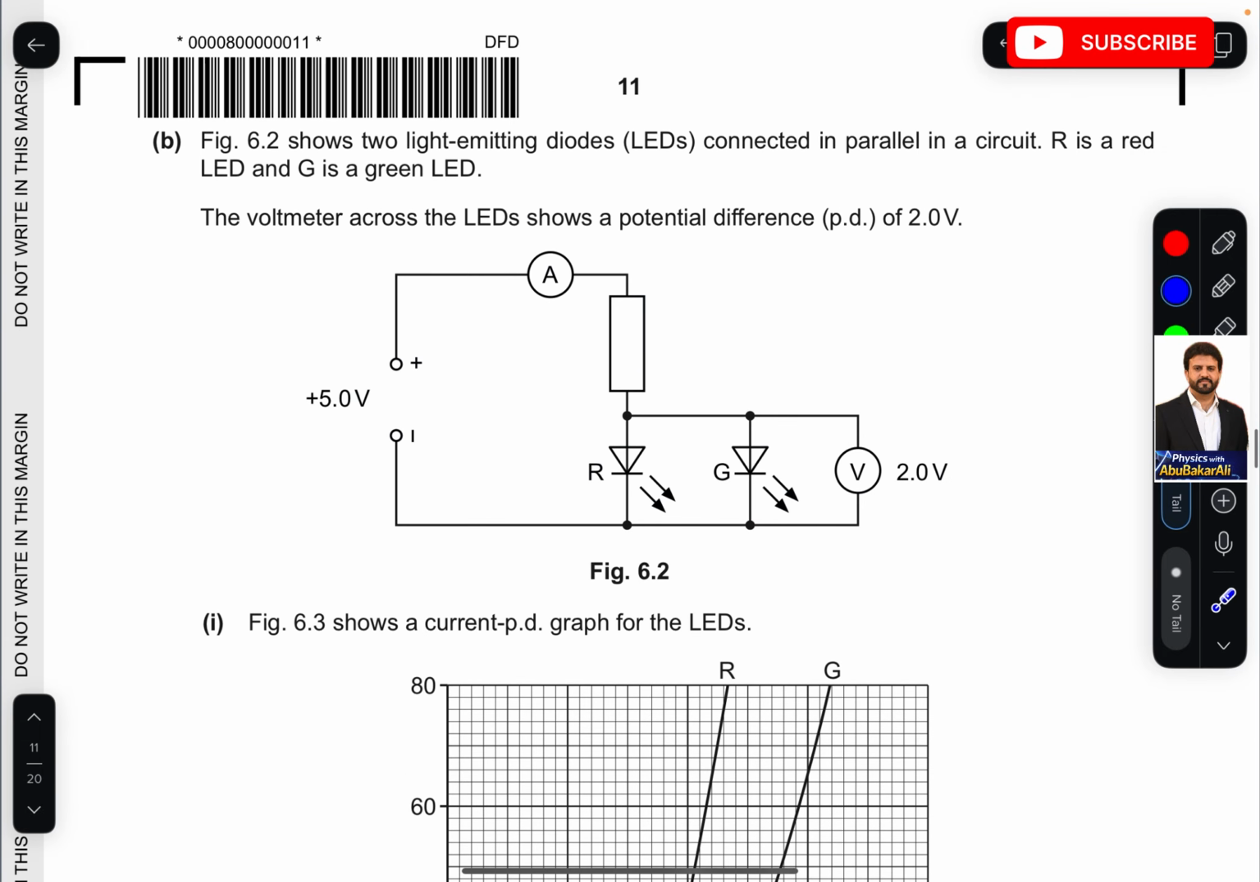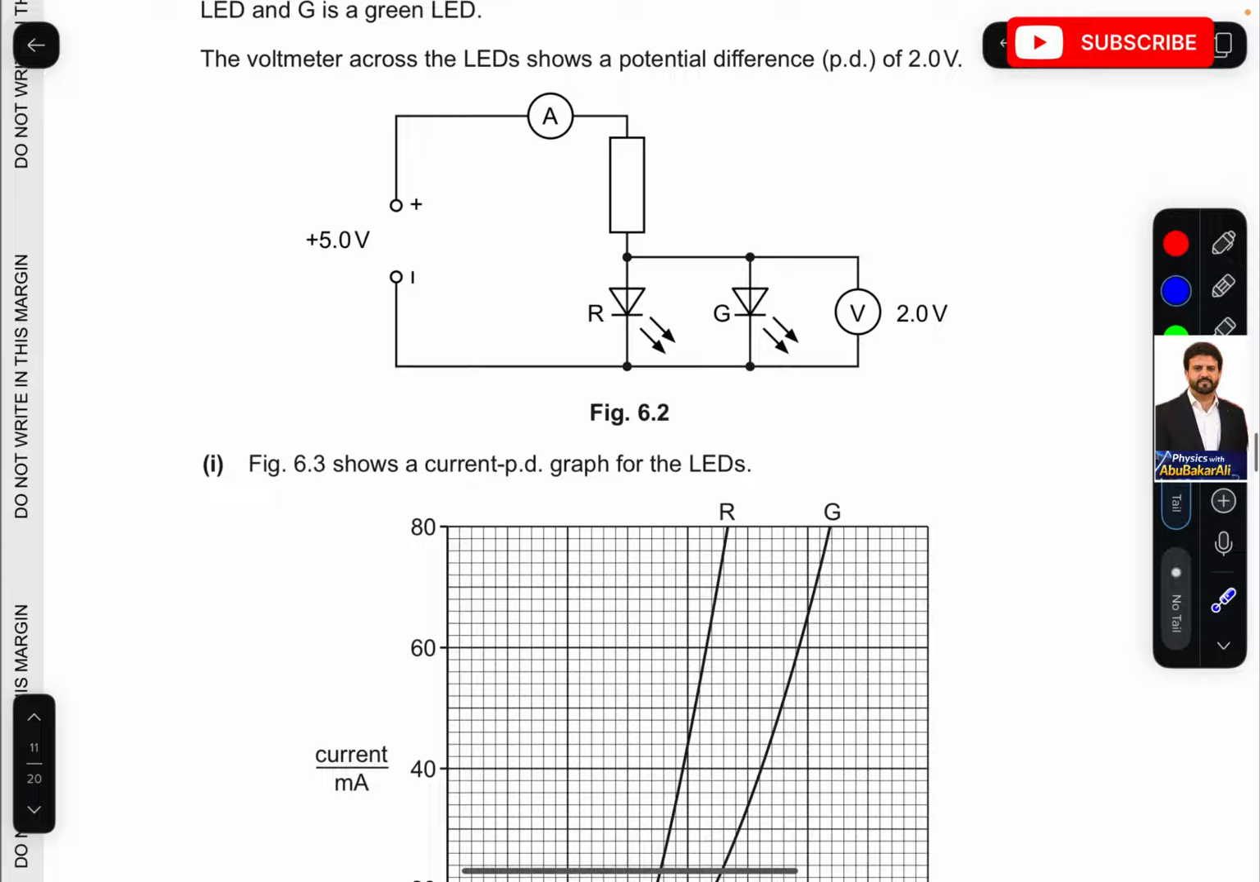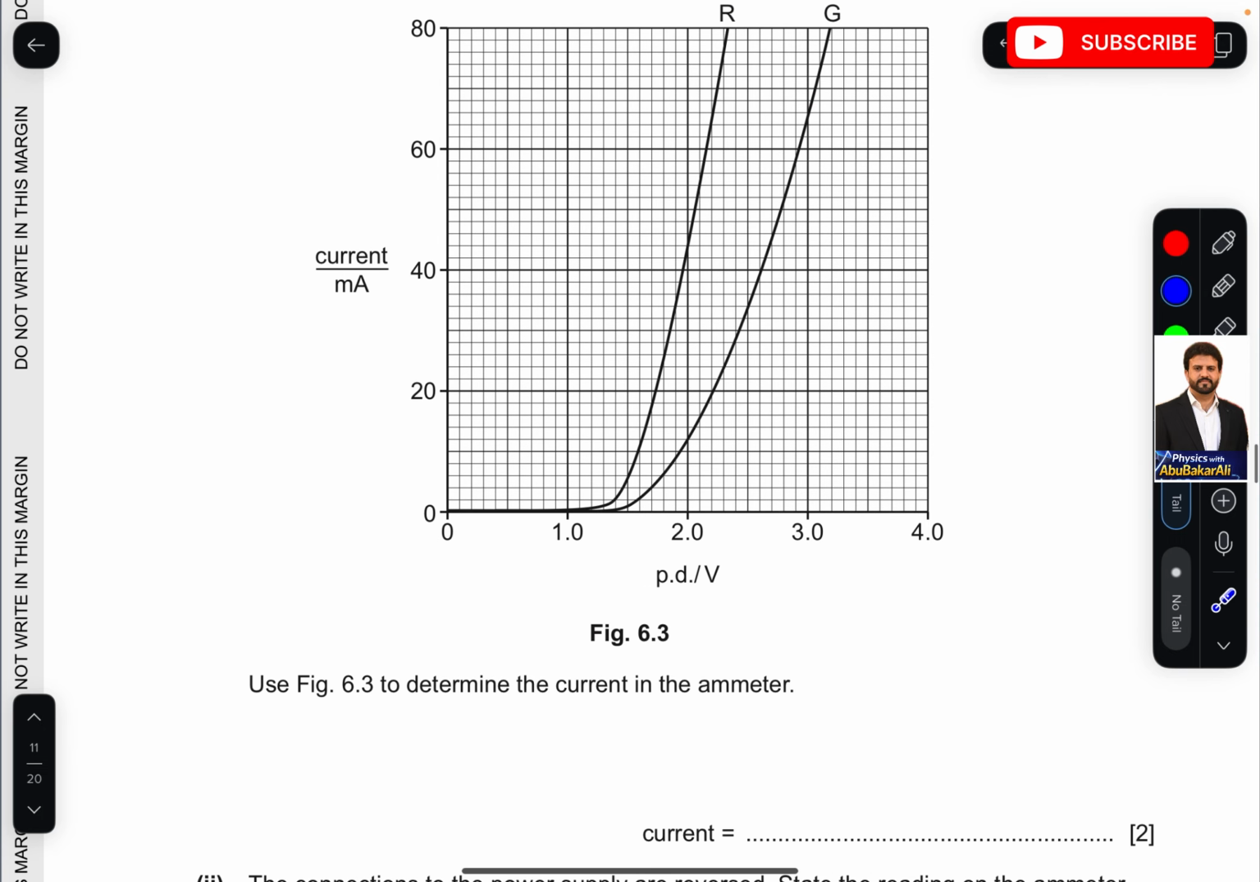Moving forward, part B, this shows two light emitting diodes connected in parallel in a circuit. R is a red LED and G is a green LED. The voltmeter across the LEDs shows a potential difference of 2 volts. Okay, they both have a potential difference of 2 volts. The graph shows the current potential difference graph of the LEDs. Okay, we have the graph. Determine the current in the ammeter.